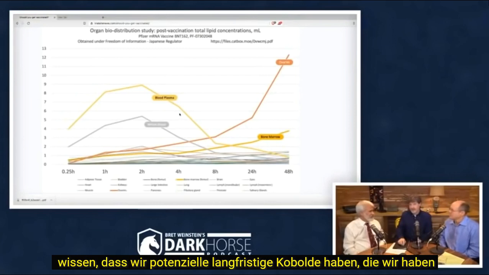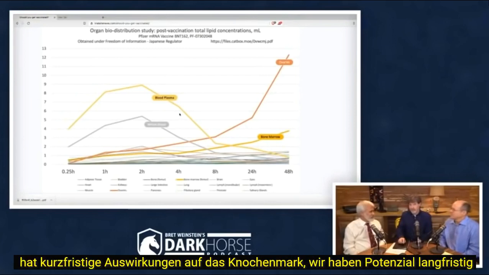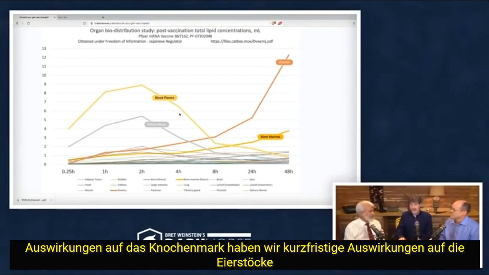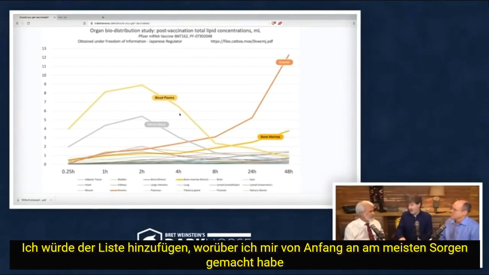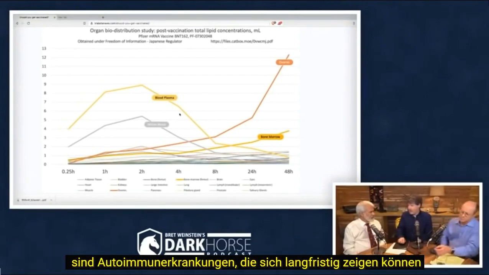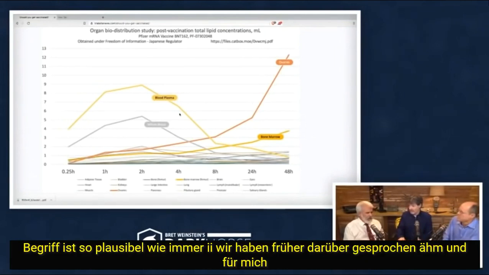We've got potential short-term implications in the bone marrow. We've got potential long-term implications in the bone marrow. We have short-term implications in the ovaries. We've got potential long-term implications. I would add to the list what I've been worried about most from the beginning: autoimmune disorders that might show up in the long term. Is that plausible as you see it?